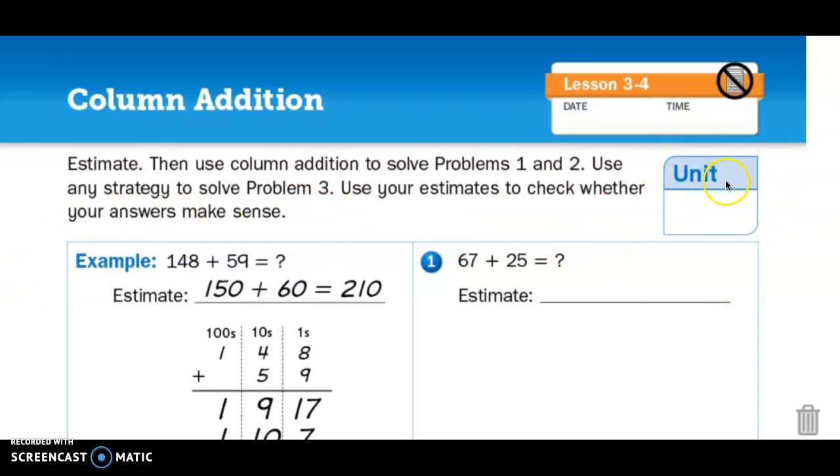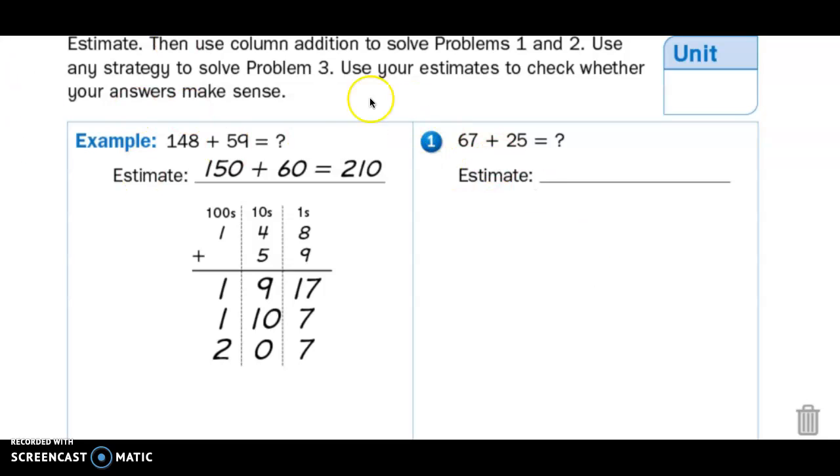So up here, fill in your units. What are we measuring in? Puppies, dogs, pencils, unicorns, whatever you would like. Okay, this looks super similar to our last one. We are still going to estimate because estimating is a great way to check if our answer is reasonable. Now I see that they rounded to the tens, which is smart because we can't round this one to the hundreds. So they said 150 plus 60 equals 210.